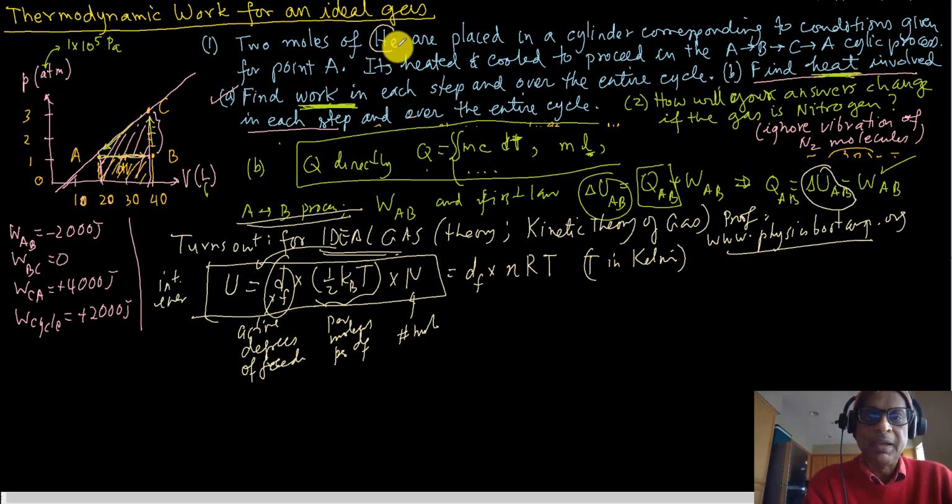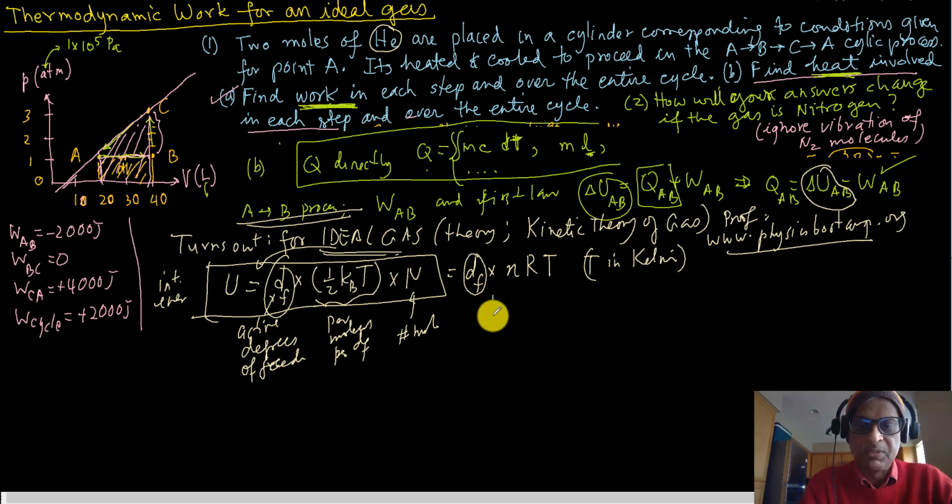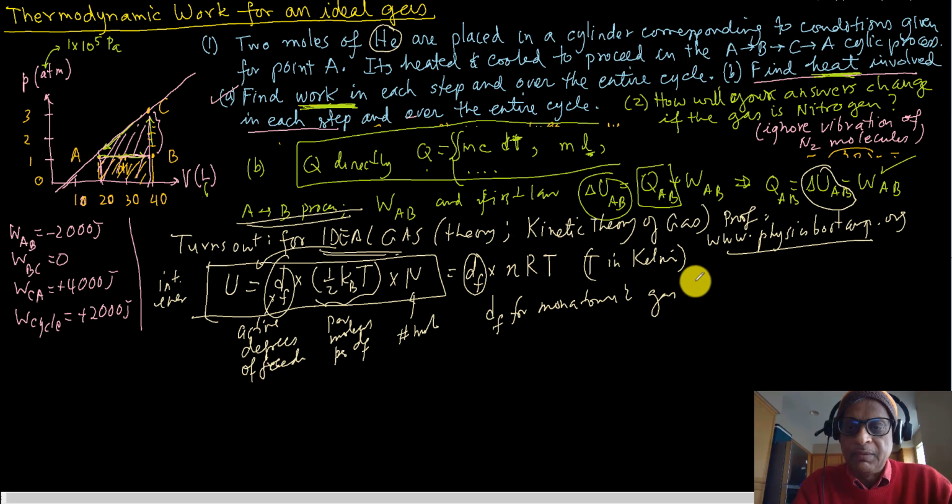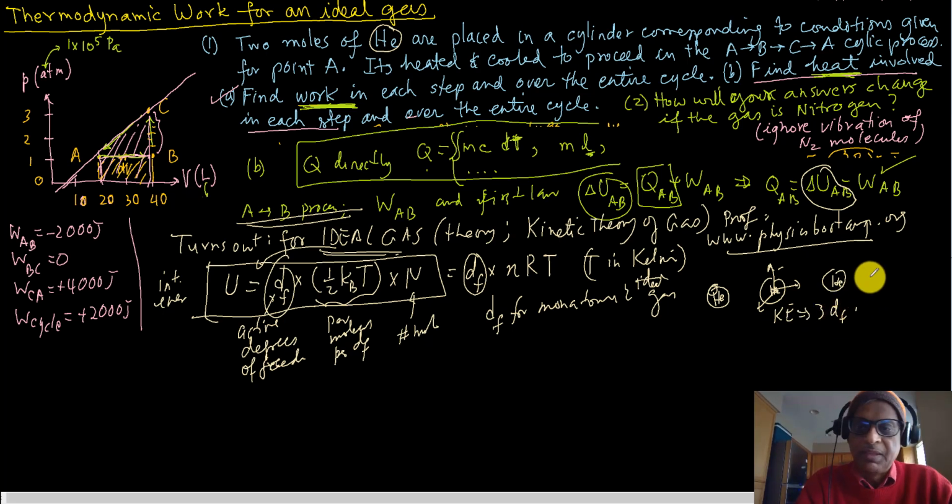So we have helium. The degree of freedom depends on what type of molecules are there. So degrees of freedom for monatomic gas, ideal gas, or any monatomic gas, like helium, each molecule is just one atom. So the center of mass of the atom can move in three directions. So this is kinetic energy, meaning 3 degrees of freedom.